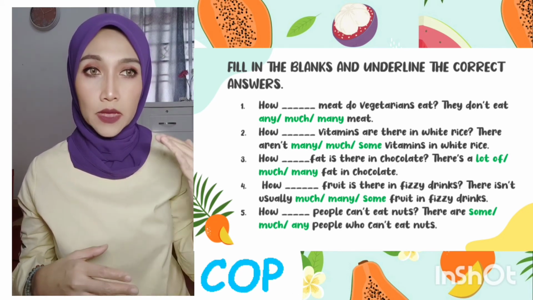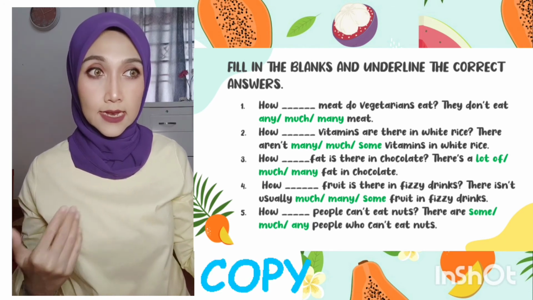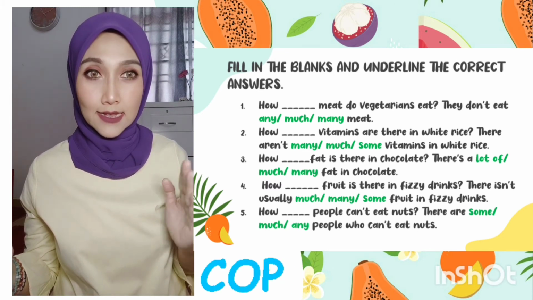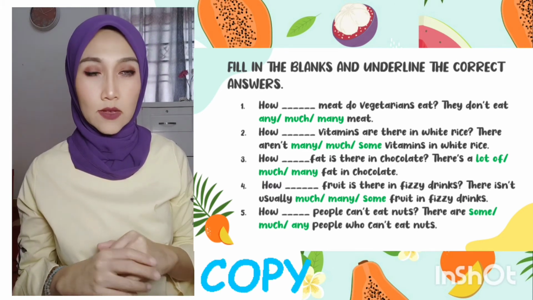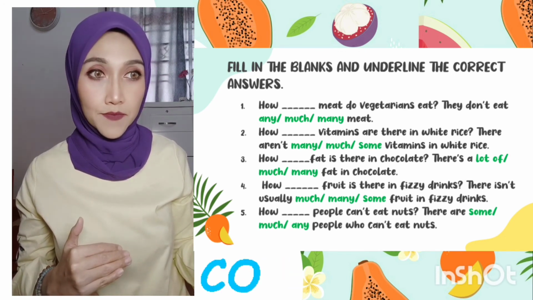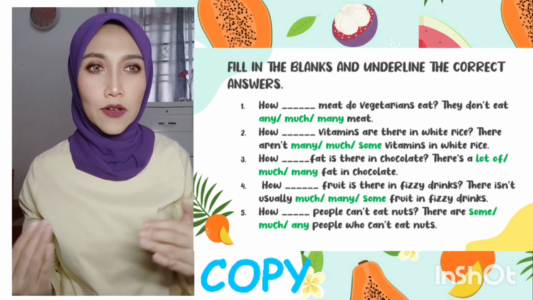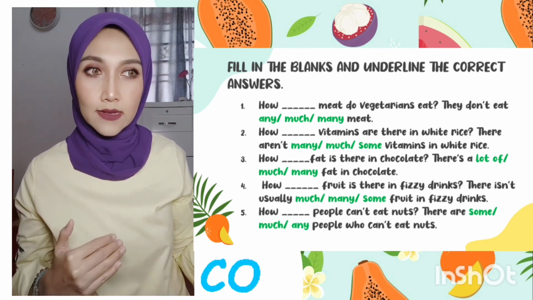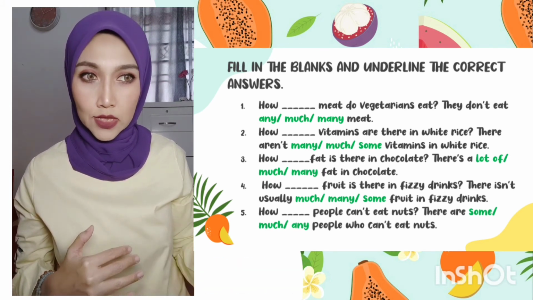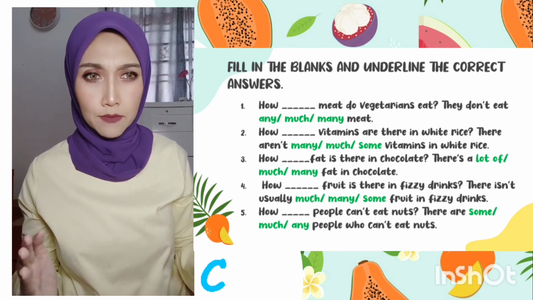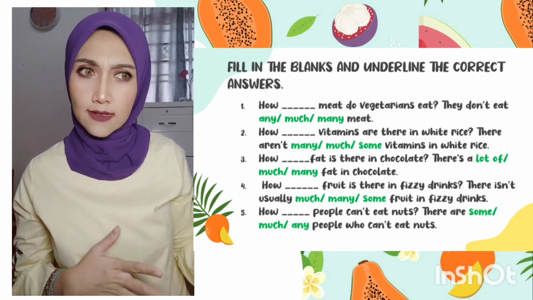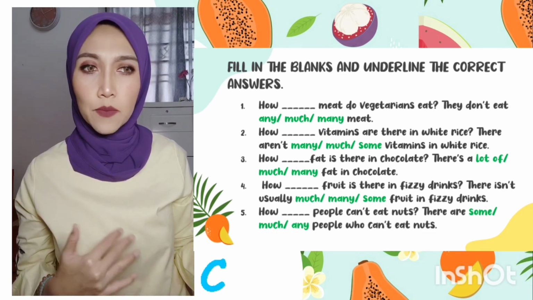Number 1, how much meat do vegetarians eat? They don't eat meat. So you have to identify whether this is an uncountable or countable noun. Number 2, how many vitamins are there in white rice? There aren't any vitamins in white rice. How much fat is there in chocolate? There's a lot of fat in chocolate. How much fruit is there in fizzy drinks? There isn't usually much or any fruit in fizzy drinks. How many people can't eat nuts? There are some people who can't eat nuts.